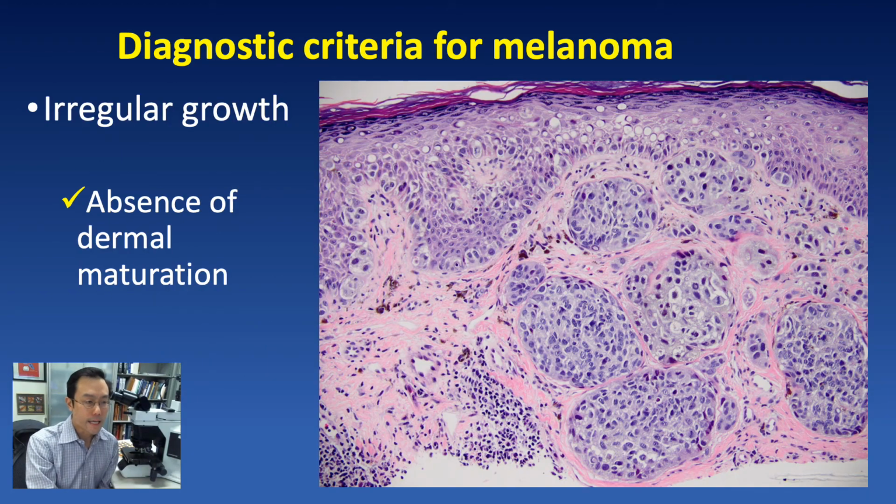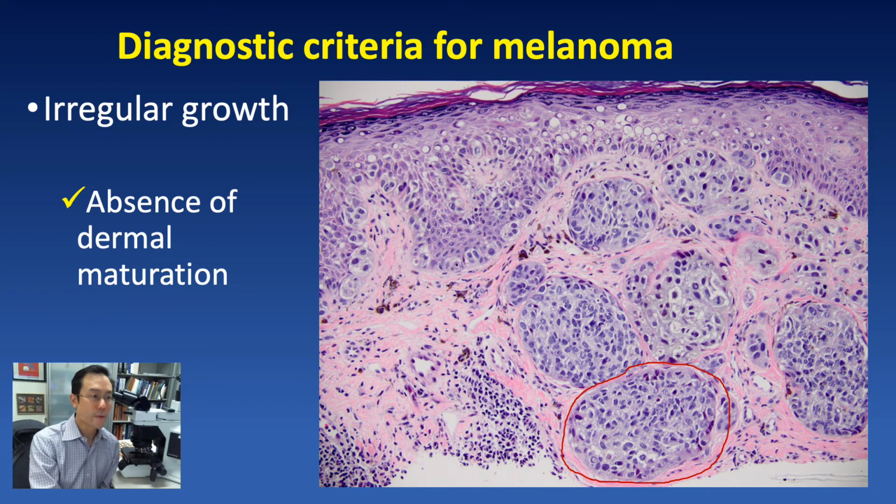In this example of invasive melanoma, we can see the absence of dermal maturation. Not only are the nests somewhat irregular in shape and size, but they're not diminishing in size with descent into the dermis. So this nest at the deepest portion of the dermal component is arguably the largest nest in the field. Note also that the melanocytes within the nest are not getting smaller with descent.